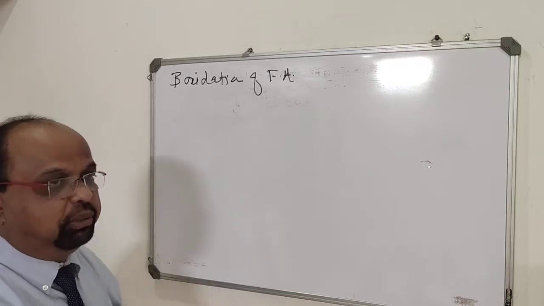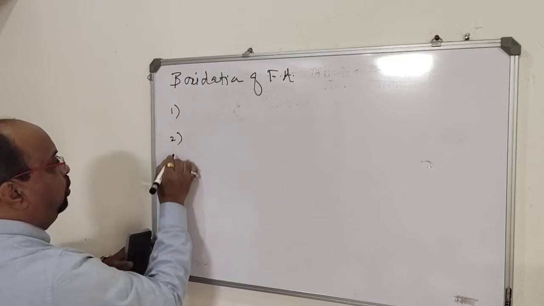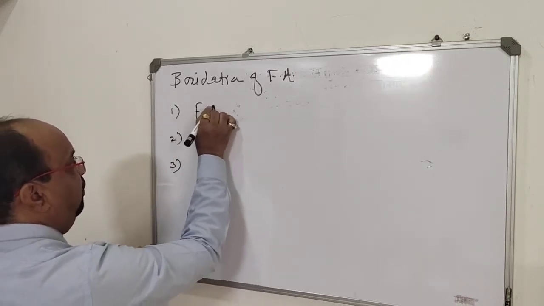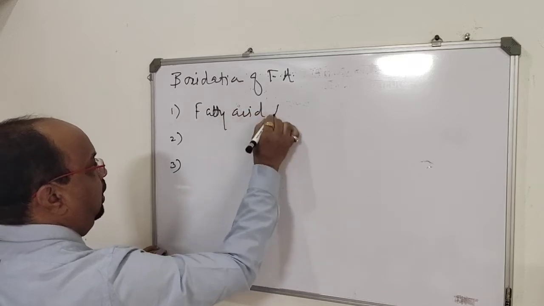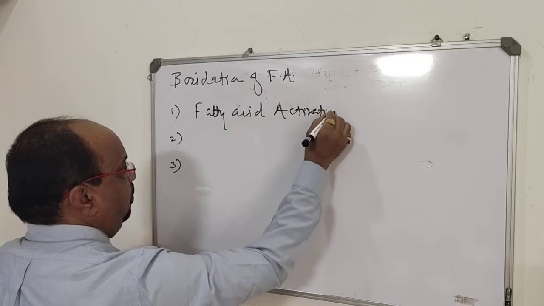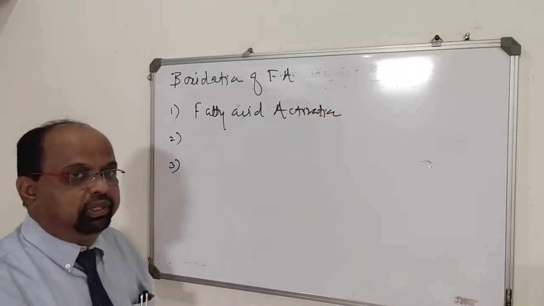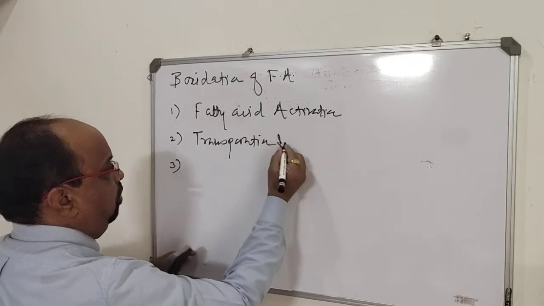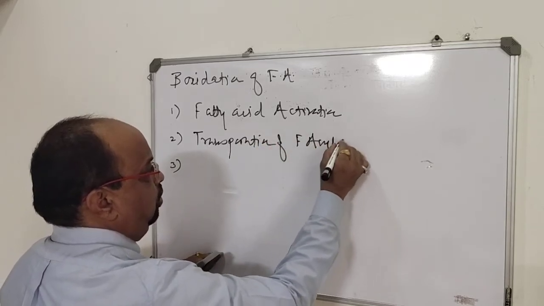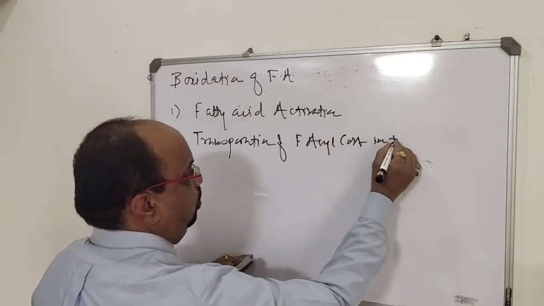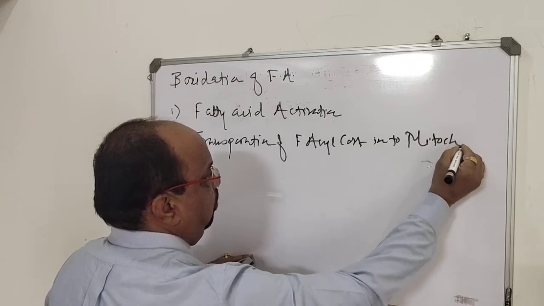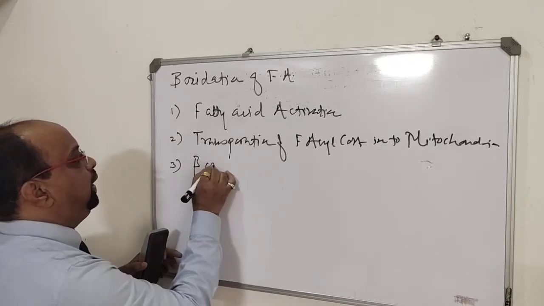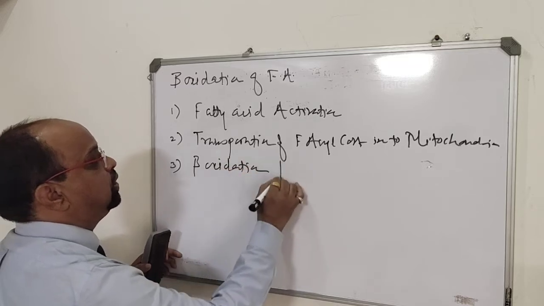The actual beta oxidation process is divided into 3 steps. The first step is known as fatty acid activation. The second step is known as transportation of fatty acyl CoA into mitochondria. And the third step is the actual beta oxidation process.